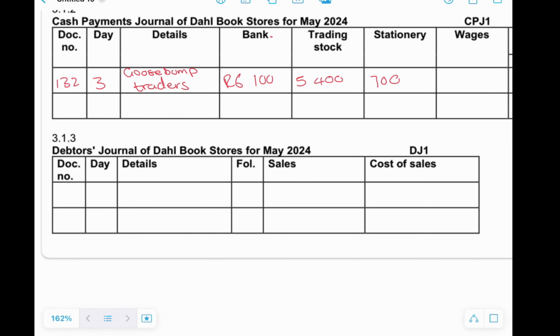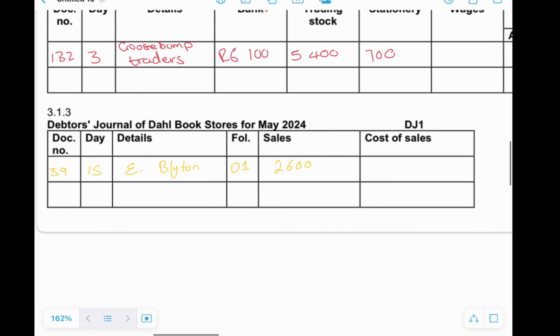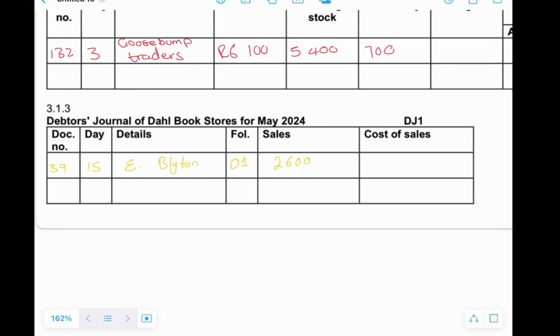So here is the debtors journal, and it says document number. The document number will be 39, as they said. The day will be day 15. Details will be the name of the person that we sold the goods to, and that is E. Blyton. Folio will be the debtor's number. This is the first debtor, so it's going to be D1. So how much did we sell the goods for? We sold the goods for 2,600.